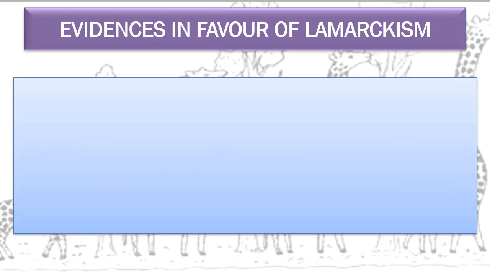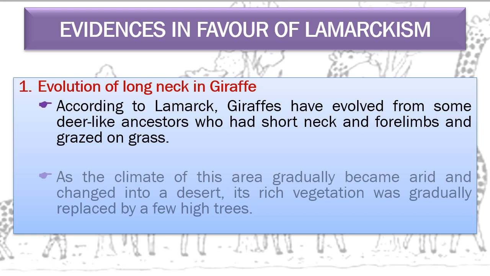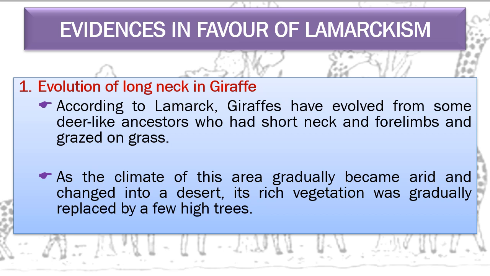Now let's talk about the evidences postulated in favor of Lamarckism. The first evidence is evolution of long neck in giraffe. According to Lamarck, giraffes have evolved from some deer-like ancestors who had short necks and forelimbs, and they grazed on grass. As the climate of this area gradually became arid and changed into a desert, its rich vegetation was gradually replaced by a few high trees.